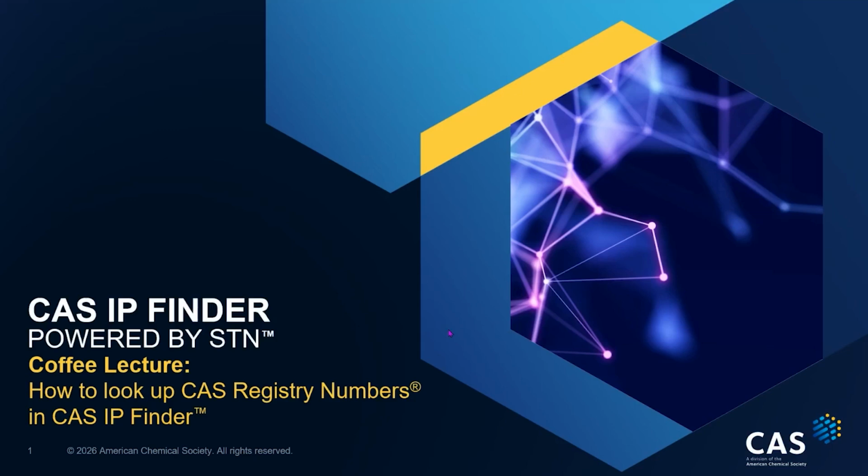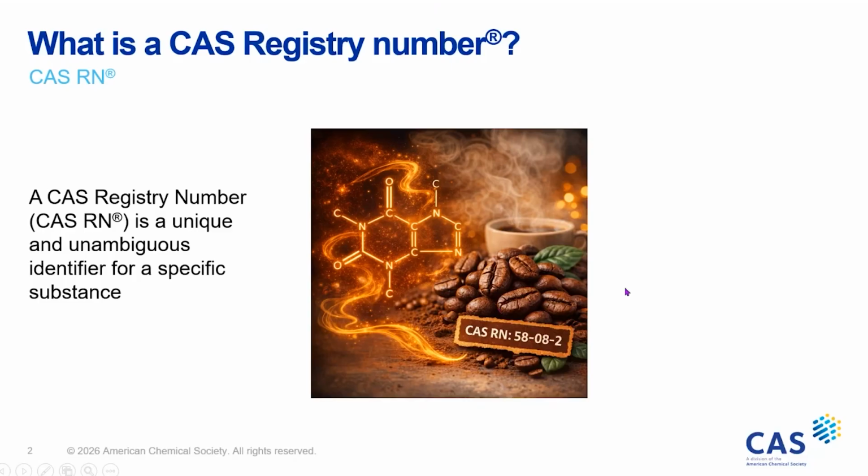First of all, we need to understand what a CAS registry number is. A CAS registry number, or CASRN, often simply called a CAS number, is a unique and unambiguous identifier assigned to a specific substance. Why do we need something like this?